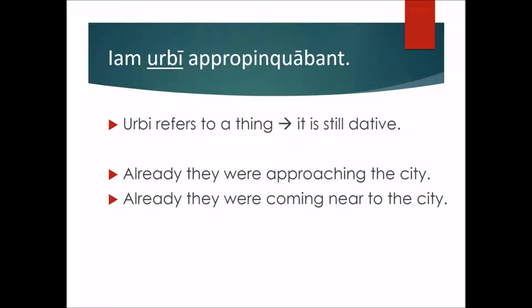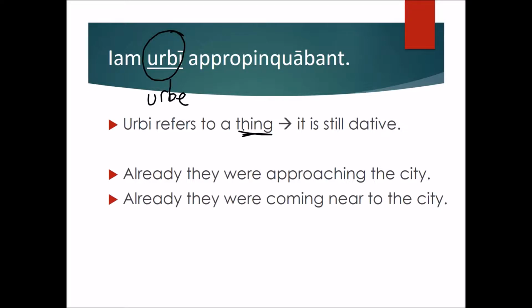Iam urbi apropinquabat. They were approaching the city. And even though city is a thing, this word is still very clearly in the dative case, because otherwise it would be urbe with an ablative ending. So as you're reading, watch out in particular for this specific verb, and we'll talk about apropinquo and its use with the dative in another video.